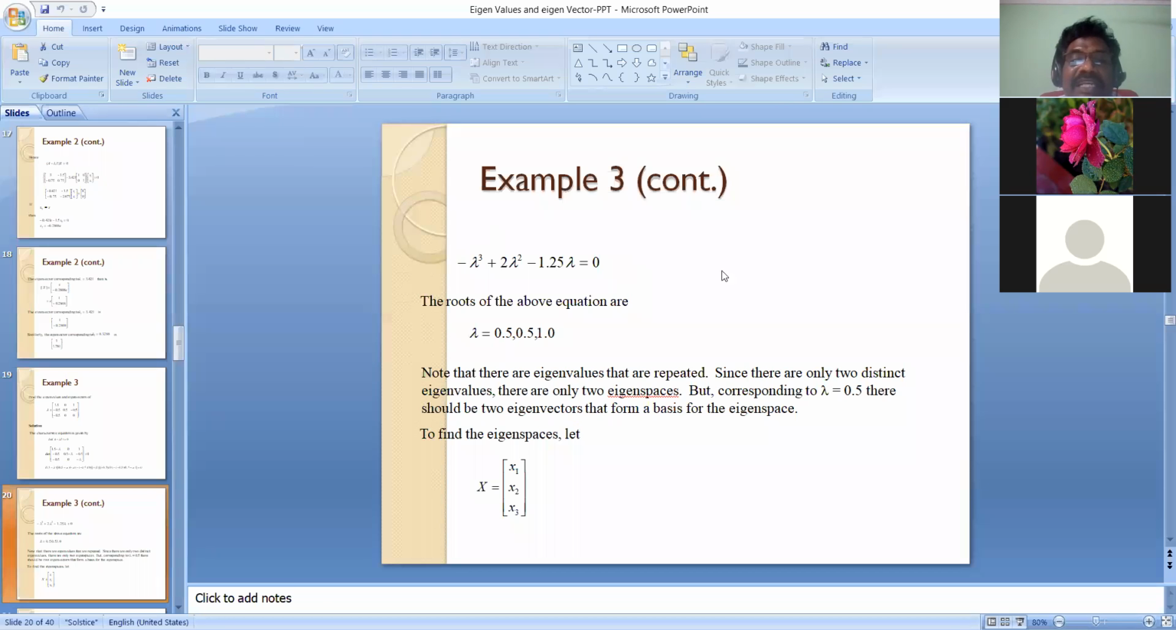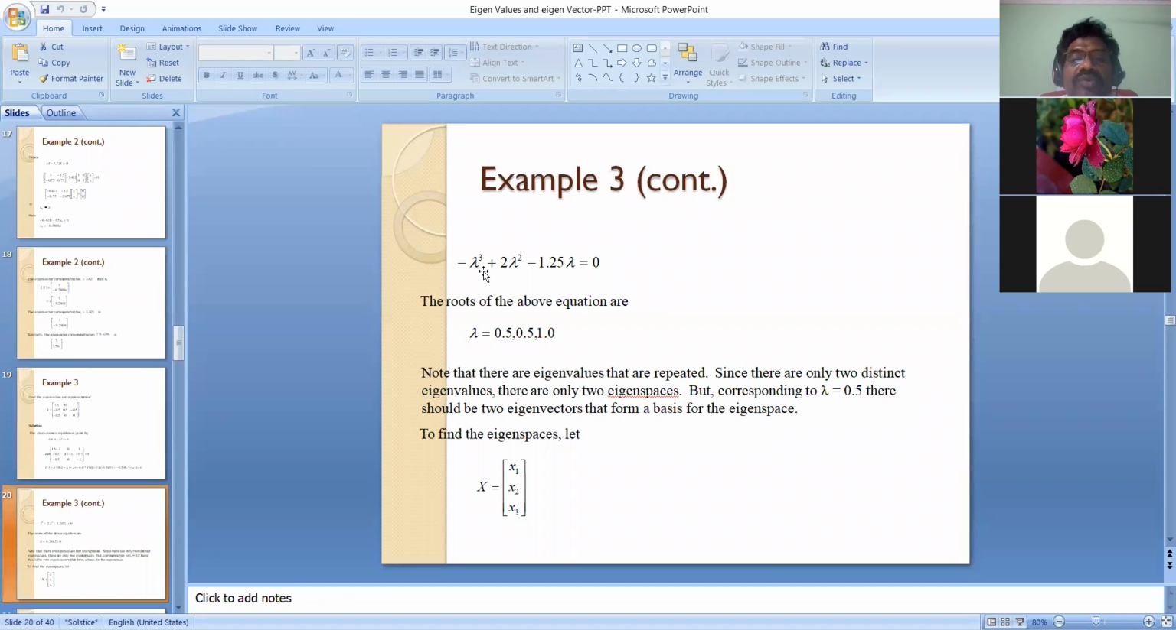Now simplifying this equation, or multiplying with minus 1, we get lambda cube minus 2 lambda square plus 1.25 into lambda equal to 0. Directly we can say that lambda equal to 0 is one eigenvalue of this equation because there is no constant coefficient here. So lambda into (lambda square minus 2 lambda plus 1.25) equal to 0.